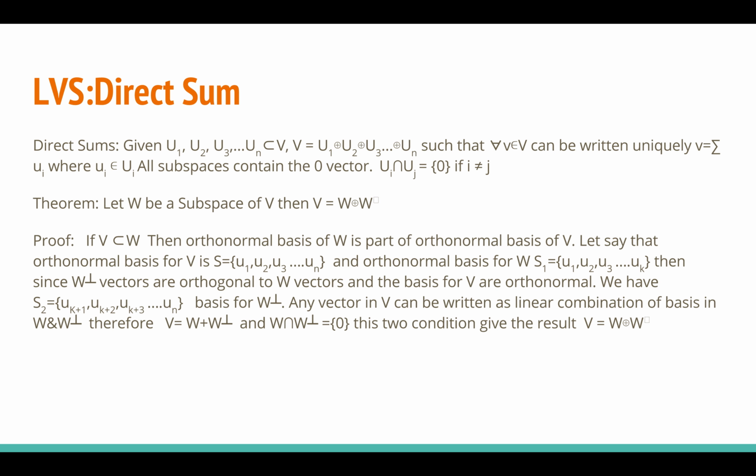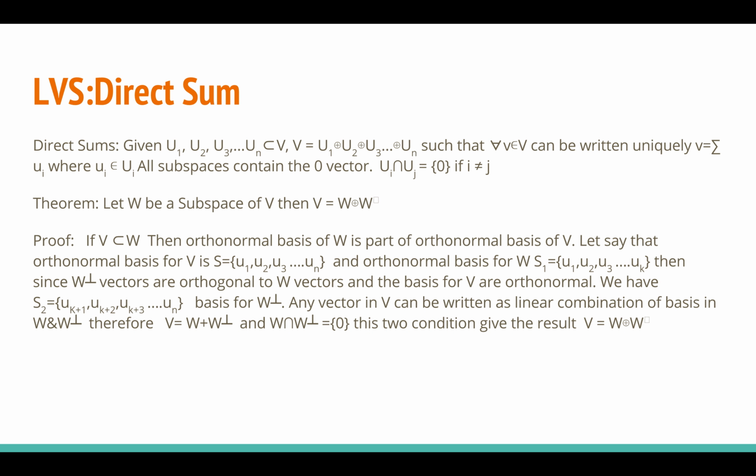LVS direct sum. The direct sum is vector spaces that can be expressed as the partition of subspaces where the intersection between the subspaces only contains the zero vector. For example, the space of polynomials can be divided into two subspaces, one that contains polynomials of odd power and the other that contains polynomials of even power.